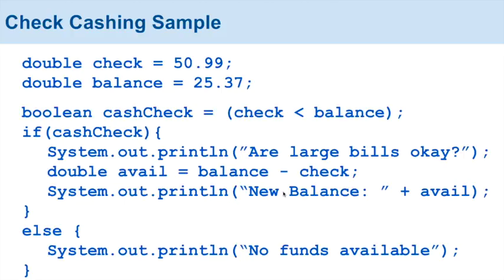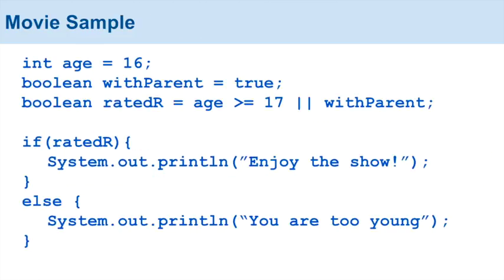And then I'm going to print a line. I'm going to say this is my new balance, and I'm going to concatenate it with the available variable that I just created. And now the other part that I'm working on is if there are no funds available. So if that's not true, if it's false, it's going to say no funds available on my screen. I'm going to go through a second example, and then we're going to go to NetBeans.